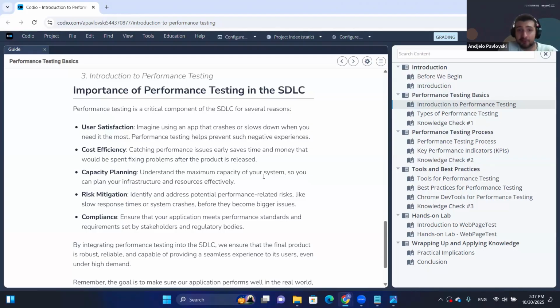Finally, compliance. So you want to make sure performance standards and requirements set by stakeholders are met. This goes hand in hand for both functional and non-functional testing. If you have requirements, if you have a certain threshold that you need to meet, this is what you're chasing. So this is the compliance. When you've hit that mark, you know that everything is good to go. So it's highly important to have performance tests.